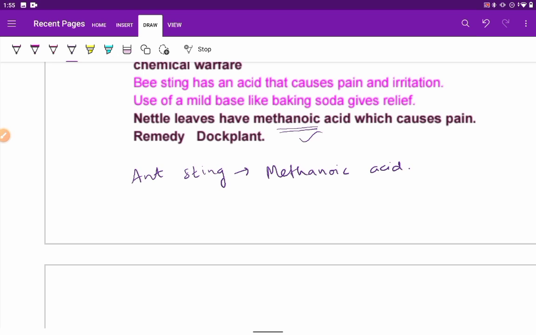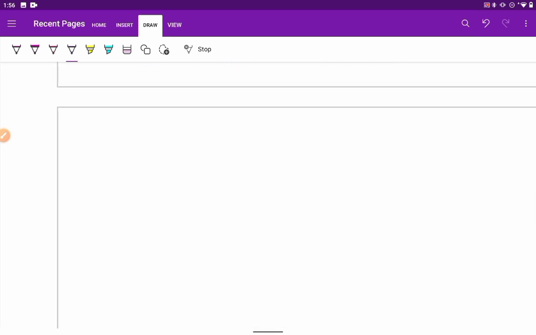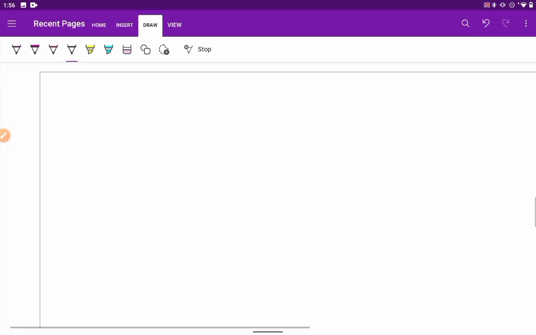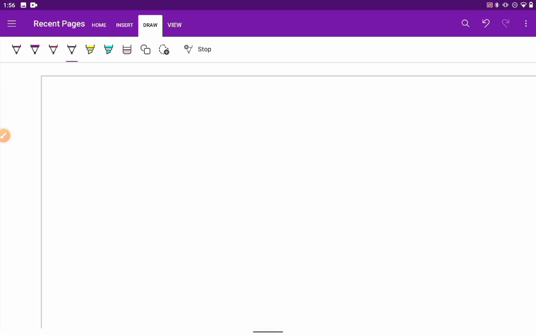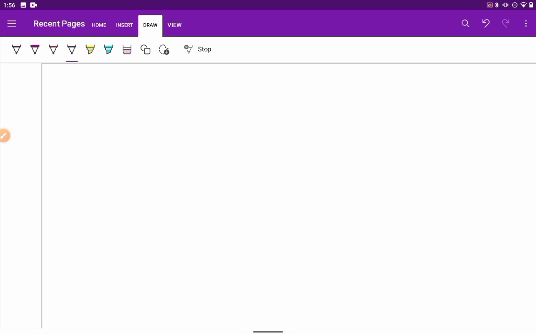But there are certain food materials which also contain some acids. Some food materials which we use daily. I am putting it separately because it is not a part of the things which cause irritation. This is something useful to us. Like we use vinegar in our food more or less every day. Vinegar contains acetic acid.